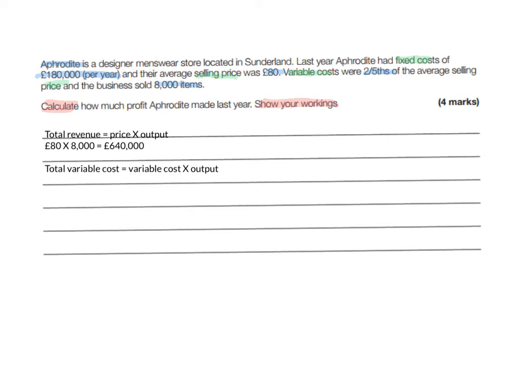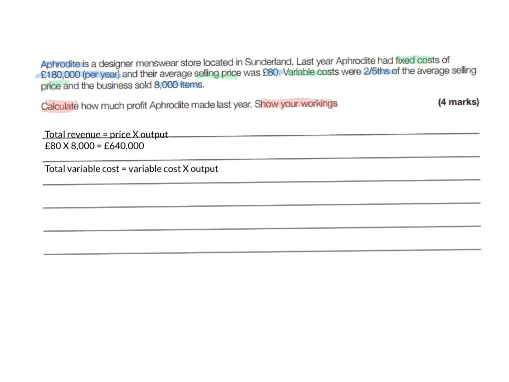So the next part of this calculation, I have to think about the total variable costs, and that's the variable cost times the output. Now this question has made it a little bit more challenging because it's saying variable costs were 2/5 of the average selling price. So what I would do is I'll turn the 2/5 into a decimal, and that would get me 0.4. But I need to get, remember it's 2/5 of the selling price, so I'll do 0.4 times by 80.